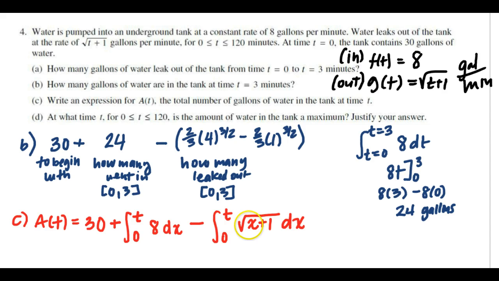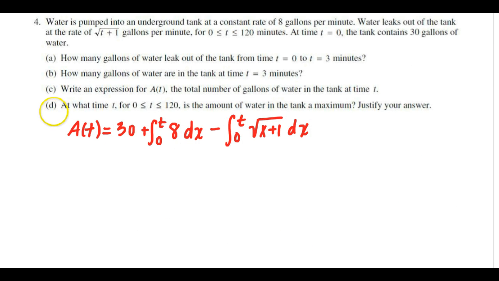So again, I wouldn't want to put a t right here, because then it would look like I should take that 3 and put it right here, when that's not the case. The 3 is just the upper limit of integration, or the generic t. So this here is my expanded answer for the expression of a of t. Alright, and now the last part, part D.